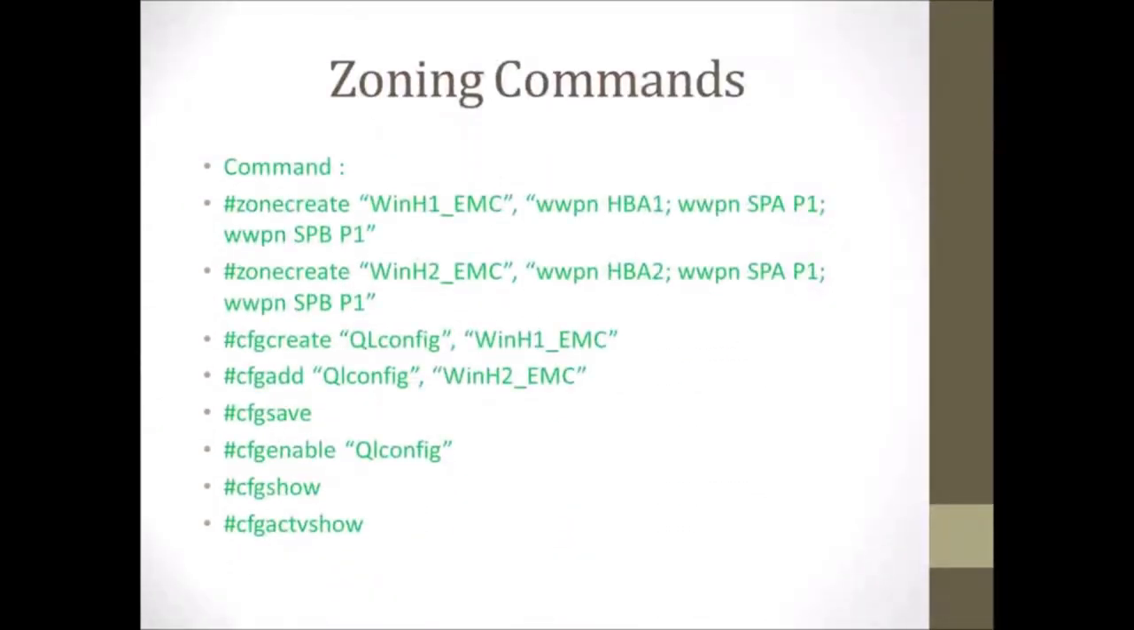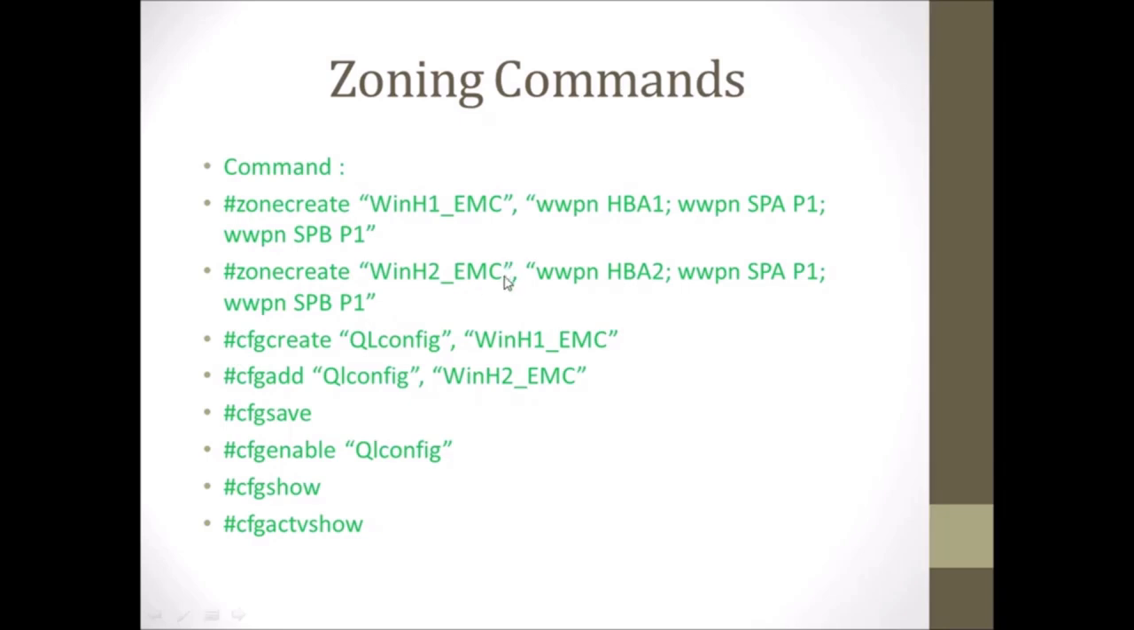Once you understand zoning, you should know the zoning commands. These commands work on a Brocade SAN switch. The first command is zone create. The syntax is very simple: zone create, then the zone name and the members of the zone. In this case, zone create WinH1_EMC, the same name we used in the example, then a comma, and in double quotes the WWPN of HBA1, WWPN of SPA P1, and WWPN of SPB P1.